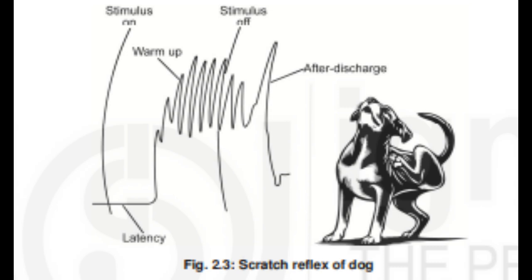Sherrington showed that such warm-up in some reflexes is due to summation of stimuli which evokes a response from more and more nerve fibers, producing stronger contraction. This phenomenon was named by Sherrington as motor recruitment.